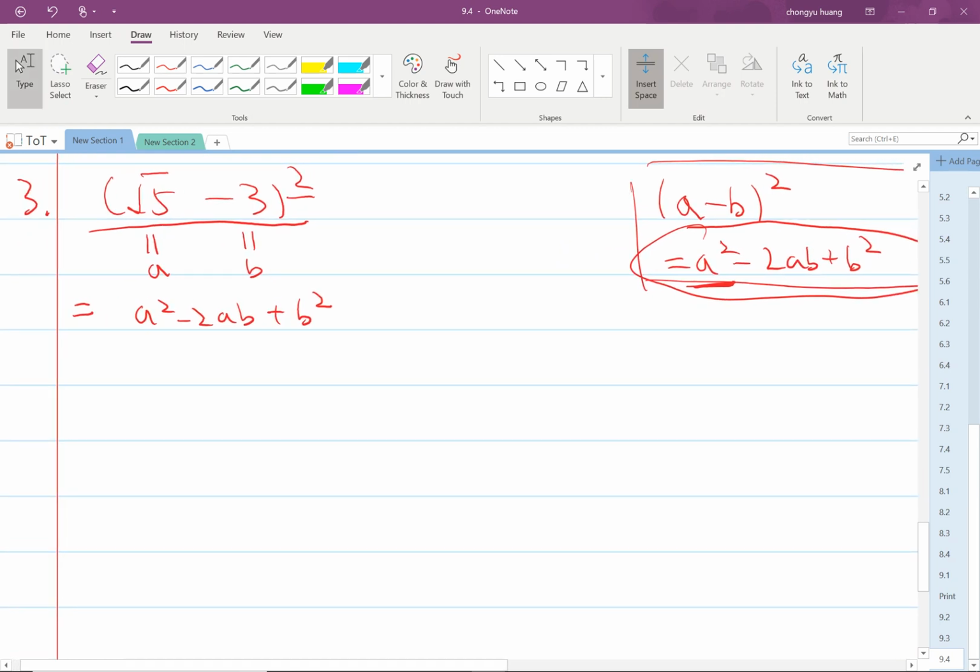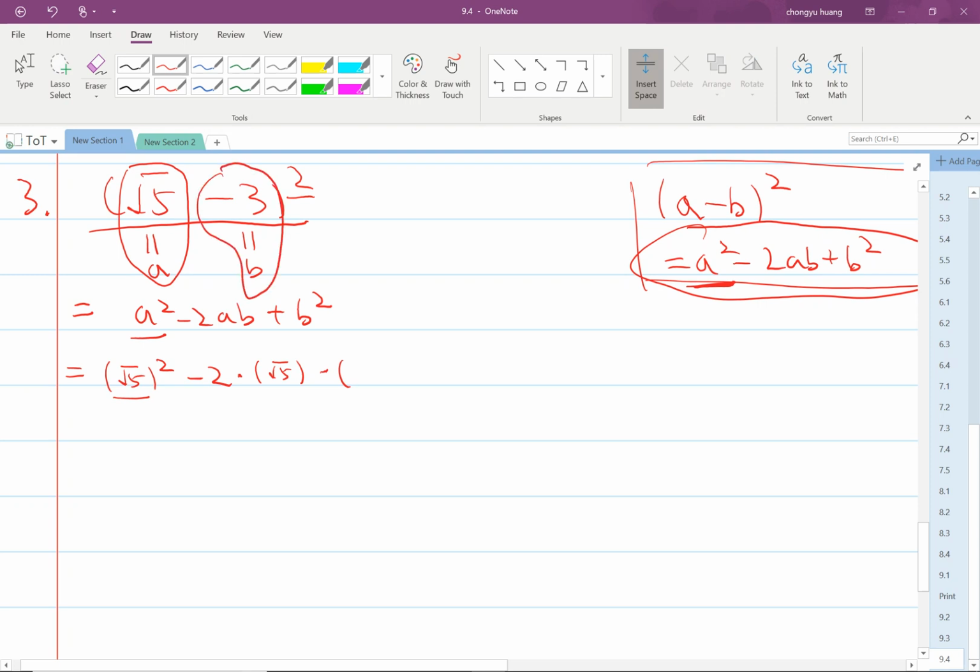As the property says, we have a squared, and our a over here is square root of 5, so it's going to be square root of 5 squared. And then we have minus 2a. A over here is square root of 5, so you write it down, and then we multiply by b. B over here is actually negative 3.